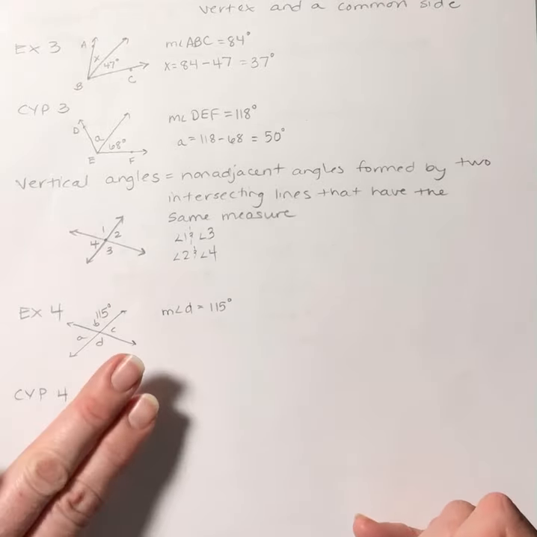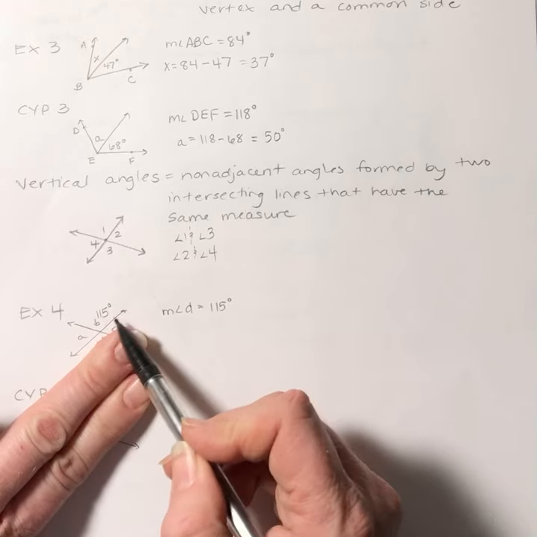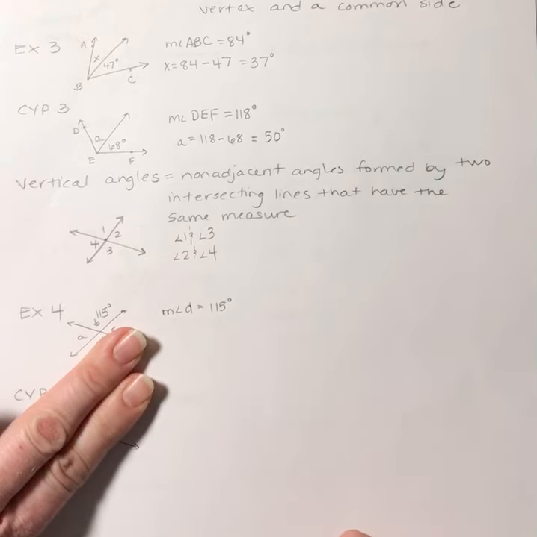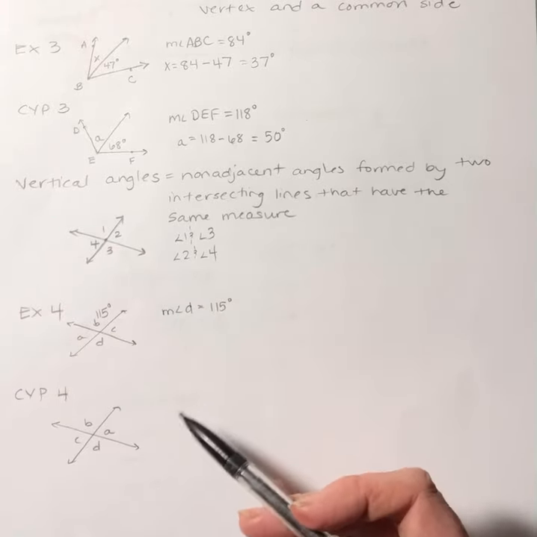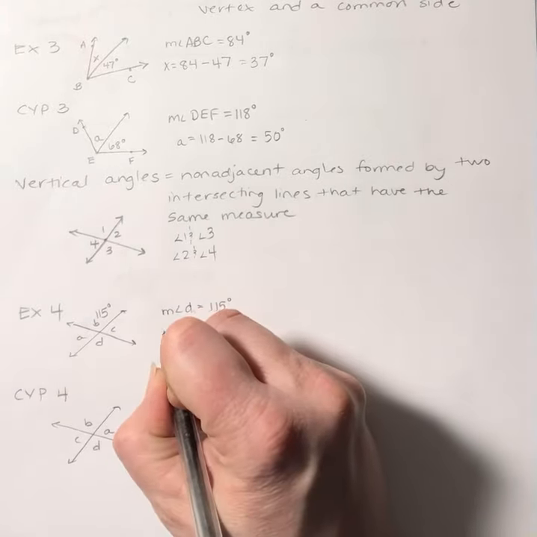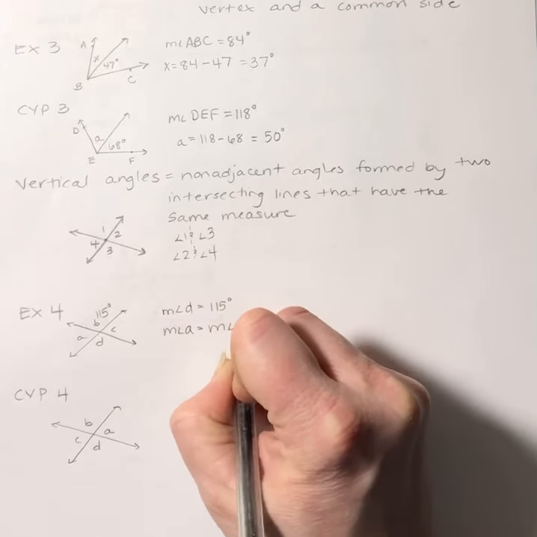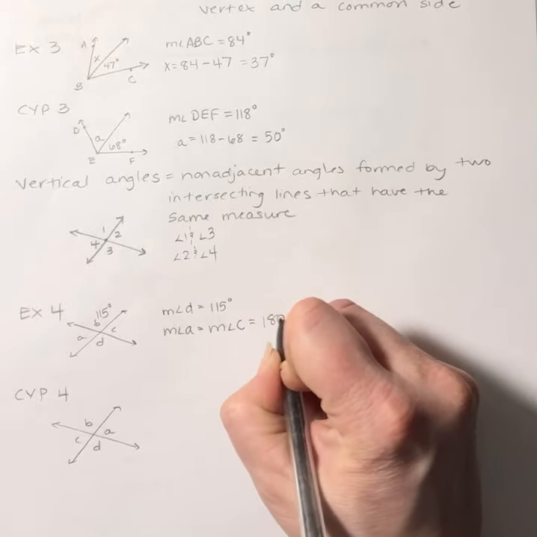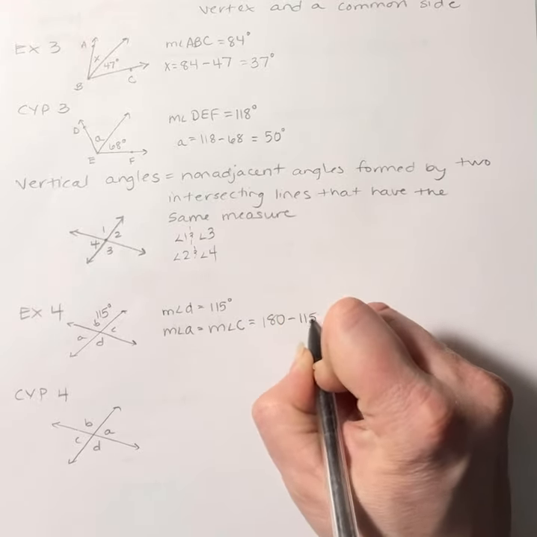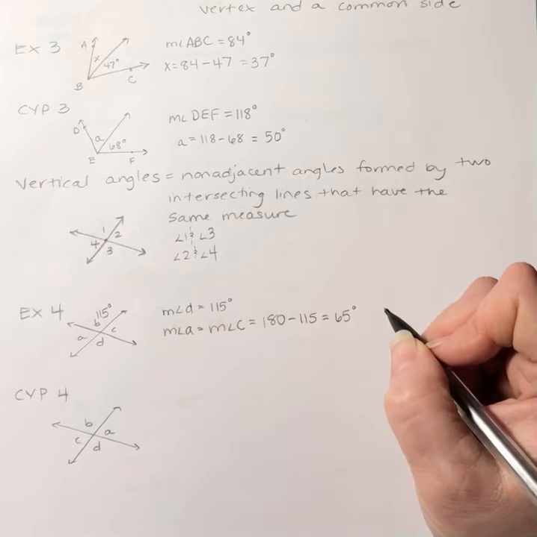And then if you look, these two angles are going to be supplementary angles. A and C are going to be equal because they are vertical angles. So I can say the measure of angle A is the same as the measure of angle C, so I don't have to do those separately. And then it's just going to be 180 minus 115, and I get 65 degrees.